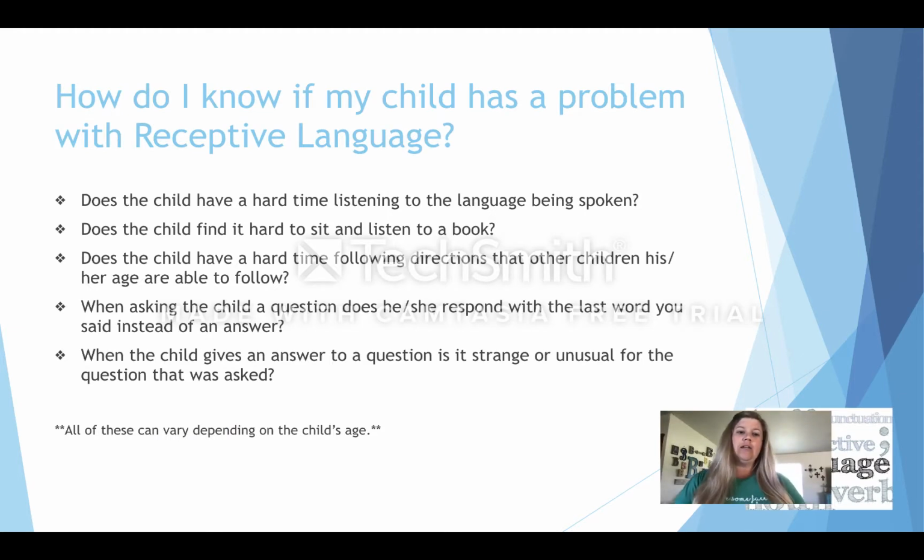How do I know if my child has a problem with receptive language? Does the child have a hard time listening to the language being spoken? Does the child find it hard to sit and listen to a book? Does the child have a hard time following directions that other children his or her age are able to follow? When asking the child a question, does he or she respond with the last word that you said instead of an answer? When the child gives an answer to a question, is it strange or unusual for the question that was asked? All of these vary depending on the child's age.